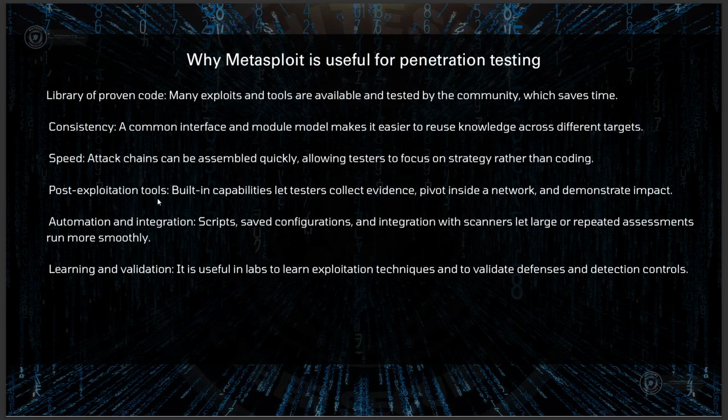Now see, post-exploitation tools: built-in capabilities let the tester collect evidence, pivot inside a network, and demonstrate impact. We covered how we can pivot using Metasploit, but it's not the correct way to pivot. Sometimes it's not stable. At that time we need to use tools like Ligolo-ng.